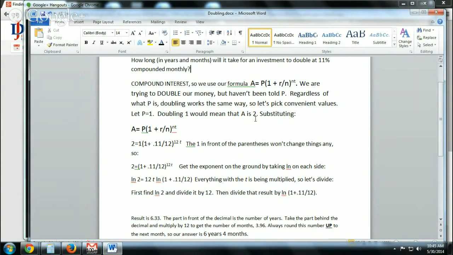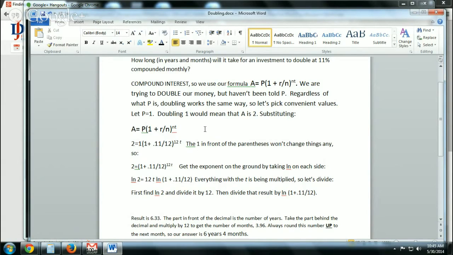And if we're doubling $1, that would mean our final amount is going to be $2. So now let's substitute the things that we know into our compound interest formula. The final amount, $2, is double the original principal, which was 1. Our rate, written as a decimal, is 0.11. Now, because we're compounding monthly, N, written in 2 separate places, will be 12 both times. And T, that's the thing that we're looking for.